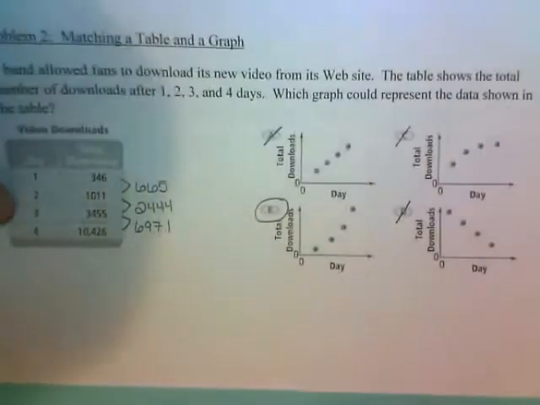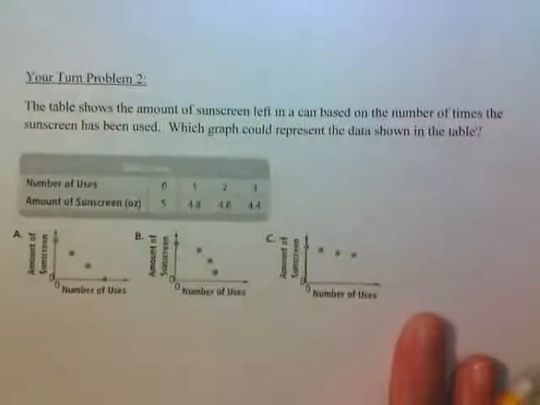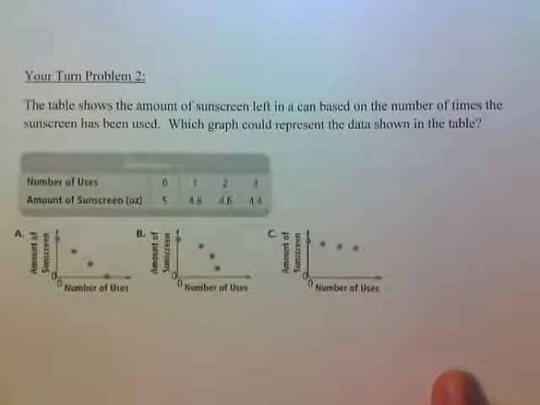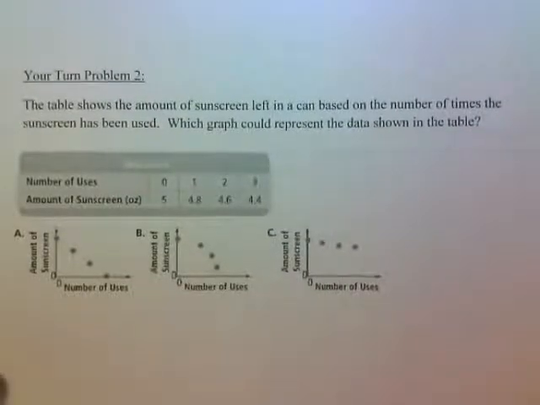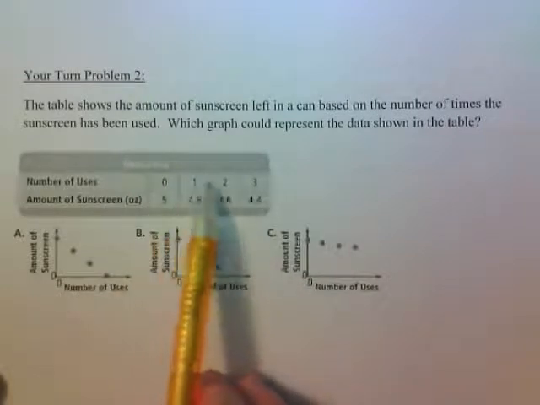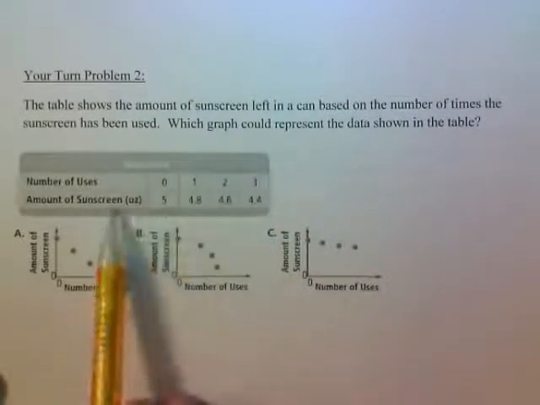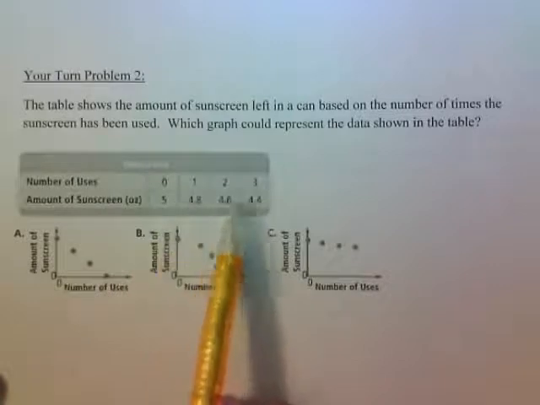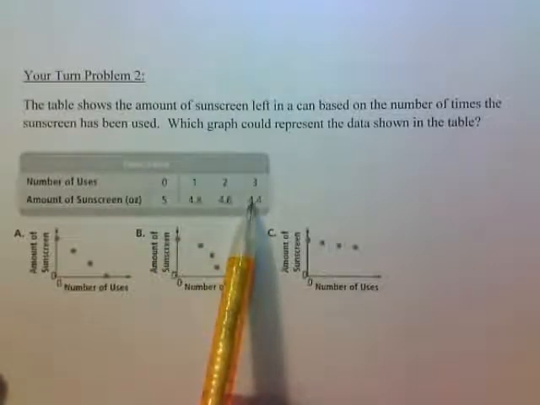So let's take what you've learned here in problem 2. I want you to apply that to your turn problem here. Same basic process, just analyze what's going on in your graph or your table and determine which graph could represent that data. We've got 3 choices here, A, B, and C. So you've got the number of uses of sunscreen and then the amount of sunscreen in ounces that's being used.